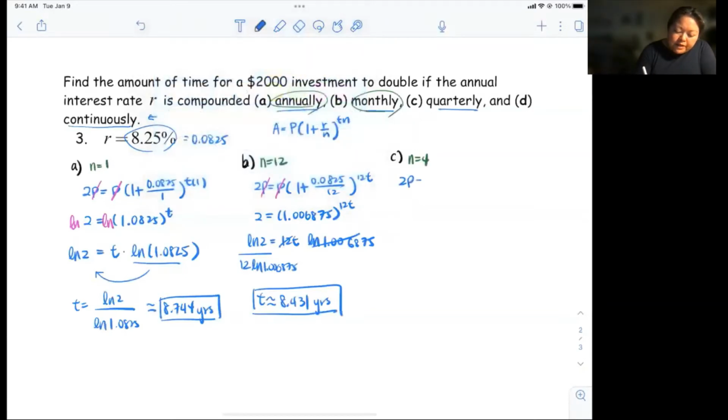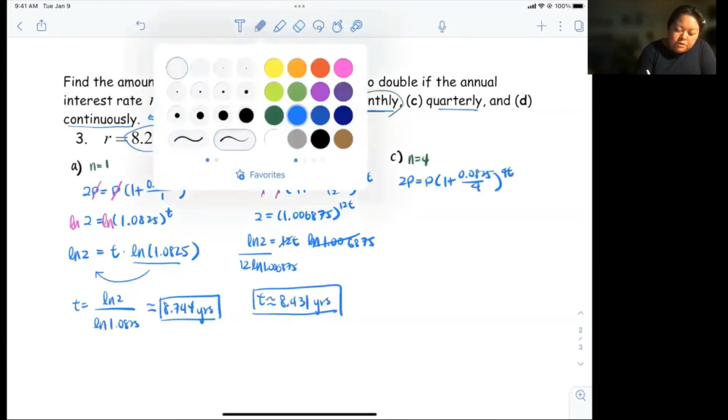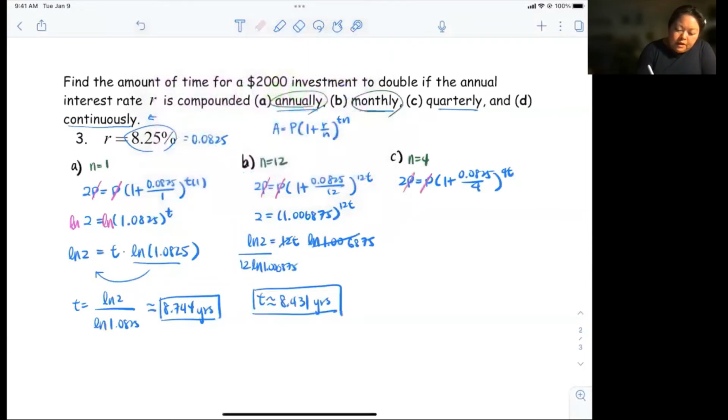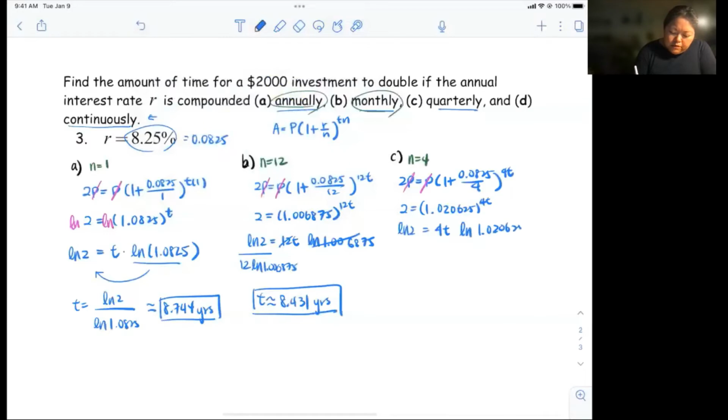Okay, you're doubling your investment. P times 1 plus 0.0825 over 4 to the 4t. The P's are reducing out, right? And so you have 2 equals 1.020625 to the 4t. So natural log of both sides, bring down the 4t, natural log of 1.020625. So t is natural log of 2 divided by 4 times natural log of 1.020625.